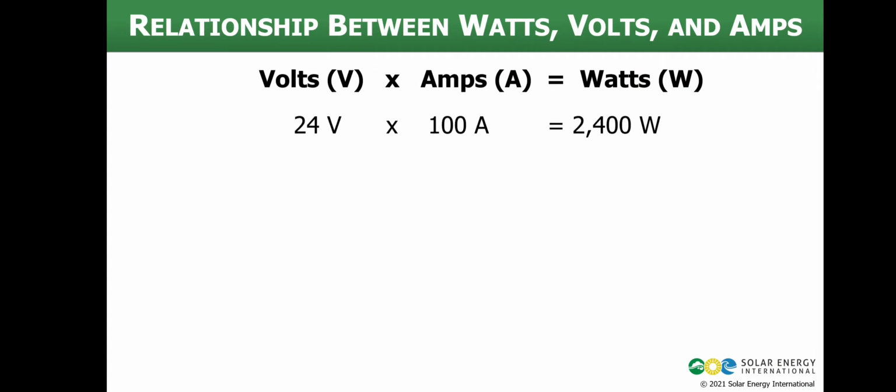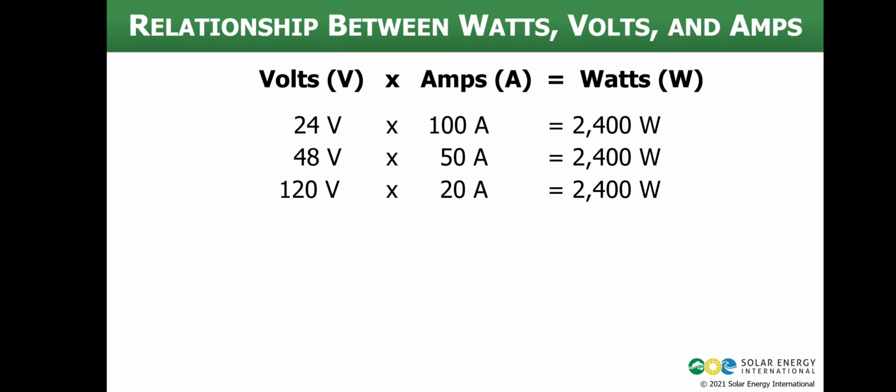So if we have a 24 volt load and it's pulling 100 amps of current, it's going to consume 2,400 watts instantaneous power at any time that it's on. If the voltage is doubled, the current is going to be cut in half to keep the power at the same rating. So if we take that same load, change it to a 48 volt load, it's only going to draw 50 amps, half the amount of current for the same amount of power.